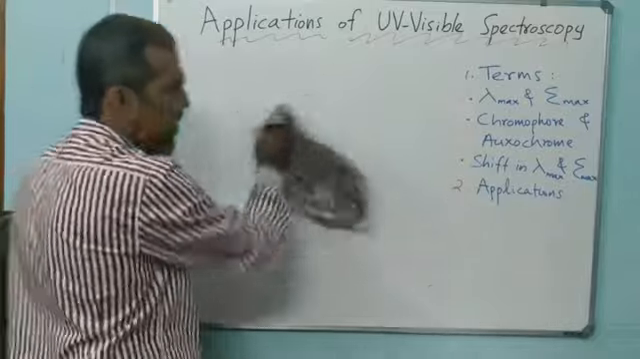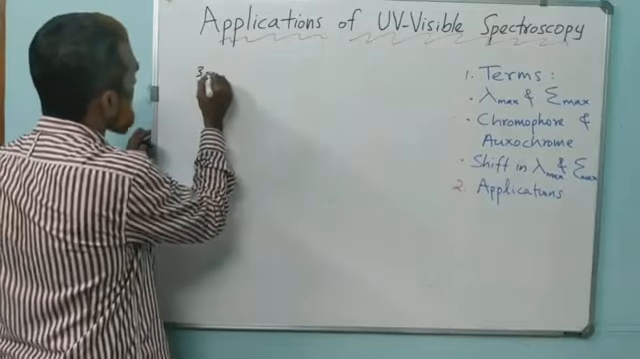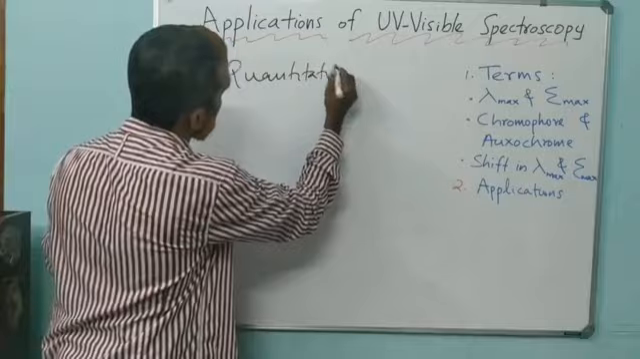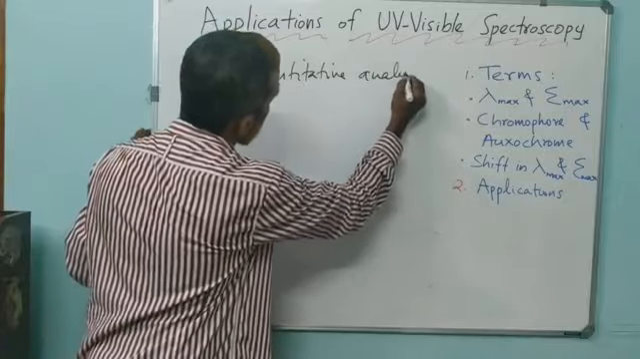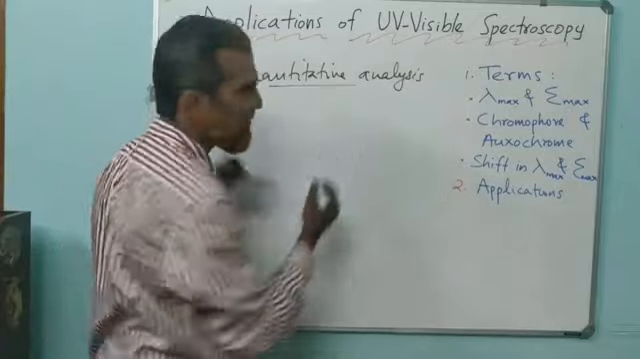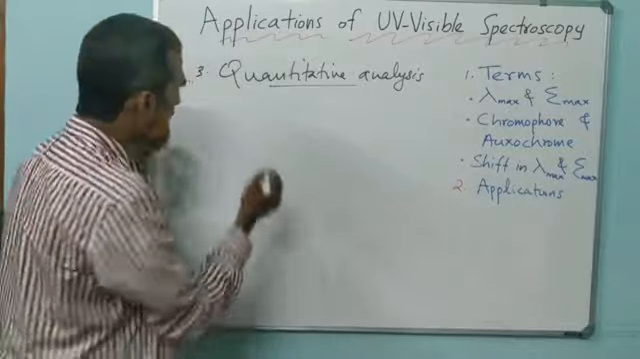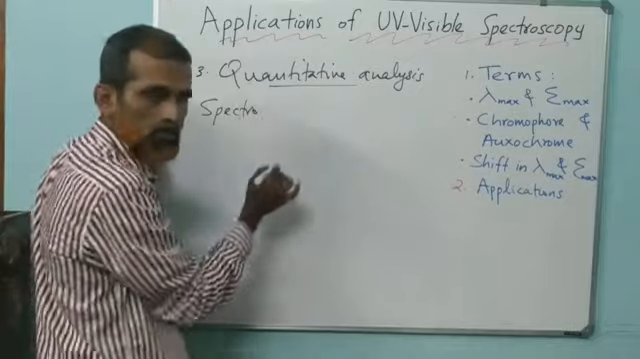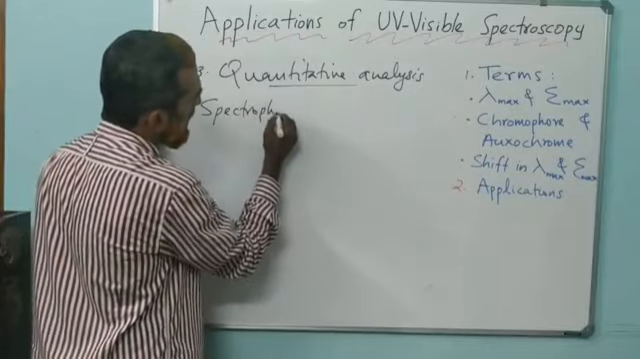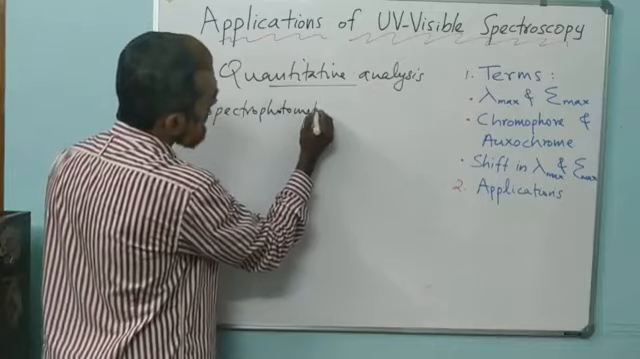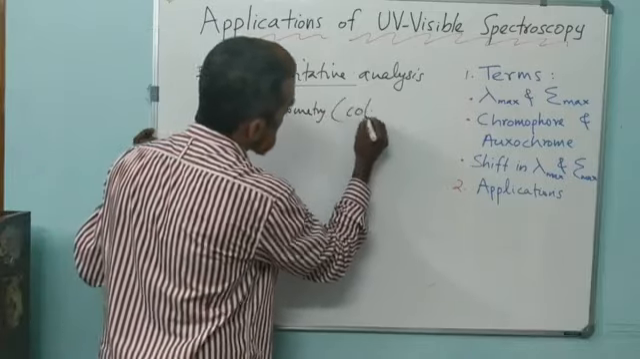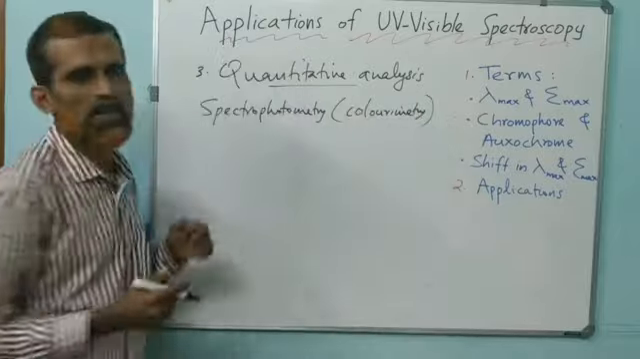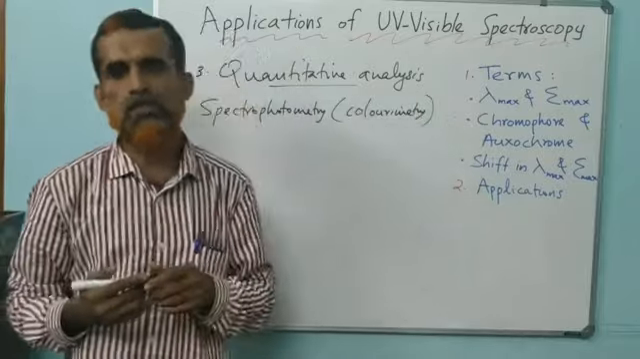Now finally, application in quantitative analysis. We have various quantitative analytical techniques like volumetry, gravimetry, etc. There is another one called spectrophotometry, which is based on electronic spectroscopy. Spectrophotometry has another name, colorimetry. It is a method of quantitative analysis based on Beer-Lambert's law.